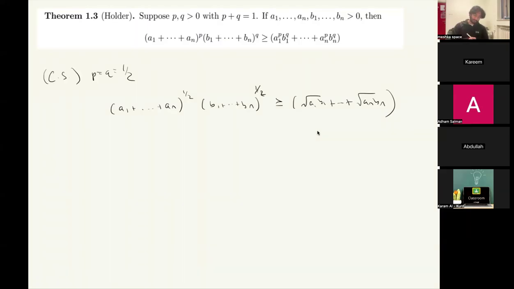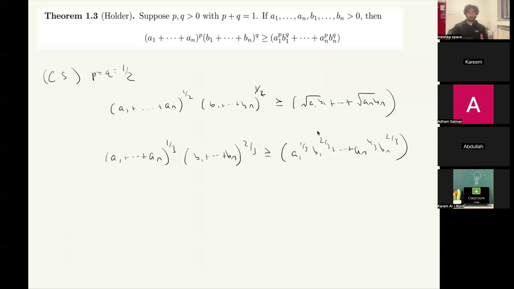And the general version is something like, you can have weights, so you can do (A1 plus ... AN) to the 1/3 times (B1 plus ... BN) to the 2/3 is greater than or equal to A1 to the 1/3, B1 to the 2/3 plus ... plus AN to the 1/3, BN to the 2/3. So there are some weights you have to pick that add to 1.